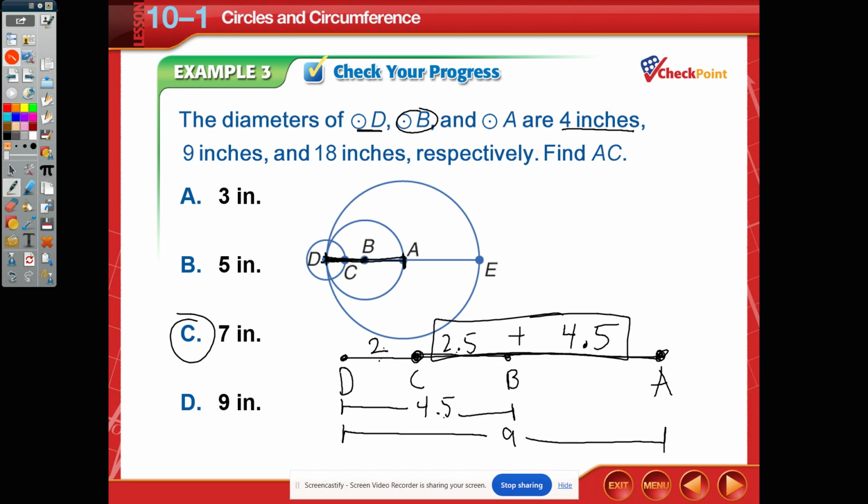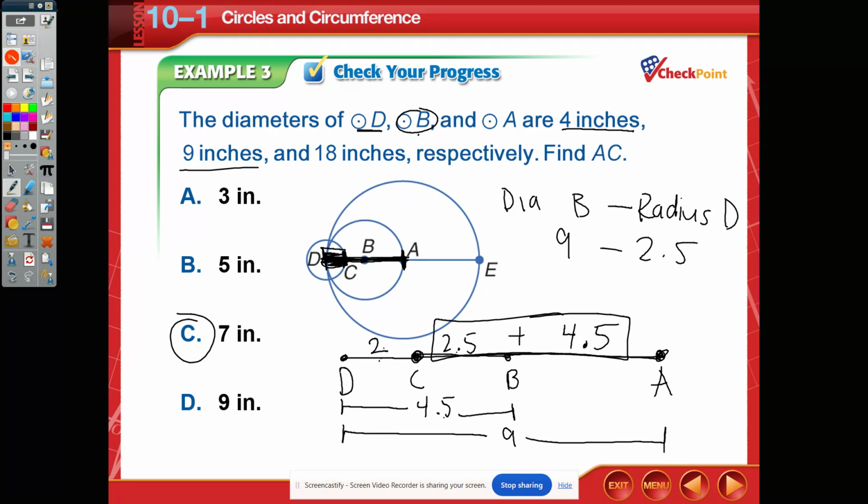Yeah, so maybe we should look at this again and find a different way to do that. It would be the distance from A to C is the diameter of B. Take away this little chunk right here. So if I take the whole length and I subtract out this piece right here, I would get my answer. So the diameter of B, take away the radius of D. So diameter of B minus radius of D. So diameter of B would have been 9, and the radius of D would have been 2.5.